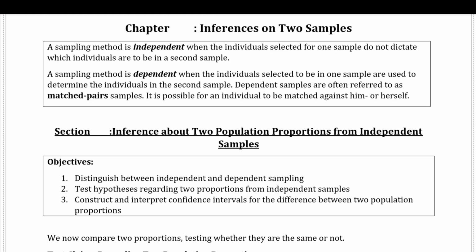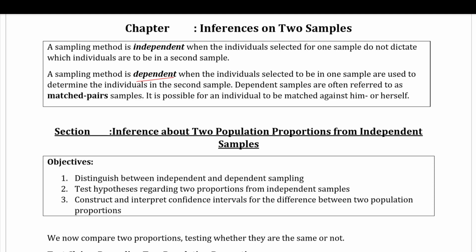So let's start with revisiting what independent and dependent mean. A sampling method is independent when individuals selected from one sample do not dictate which individuals are to be in the second sample. And a sampling method would be considered dependent when individuals selected to be in one sample are used to determine the individuals in the second sample.